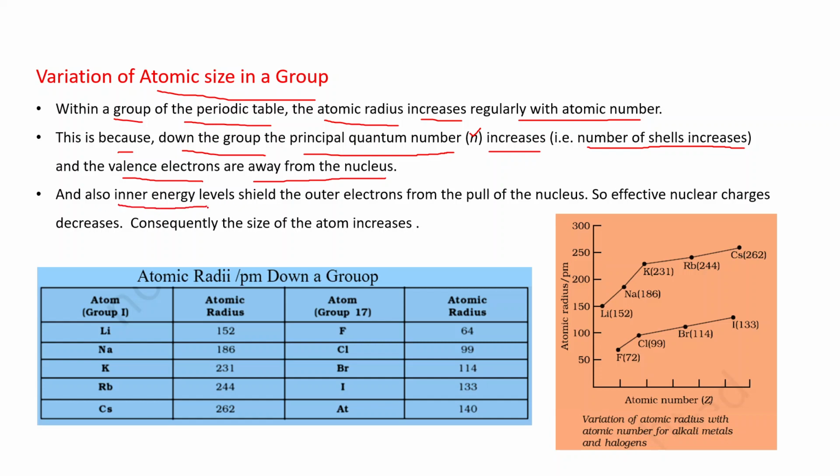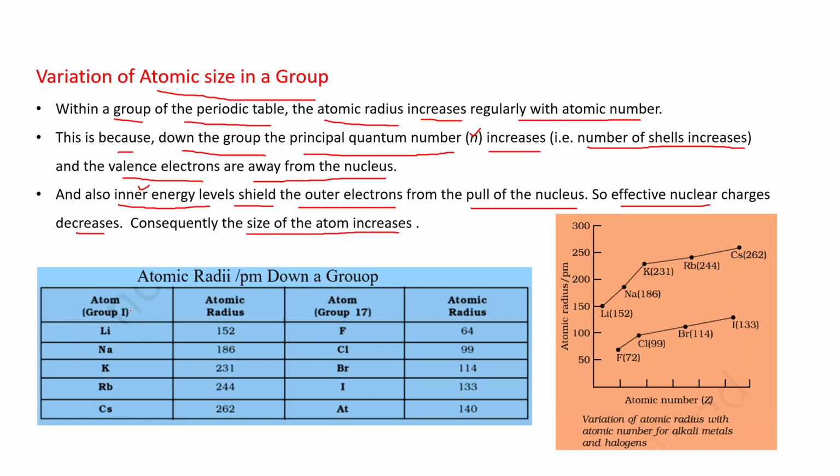Also, energy levels shield inner energy levels. Inner energy levels, or we can say inner electrons, shield the outer electrons from the pull of the nucleus. So effective nuclear charge decreases. Consequently, the size of the atom increases.